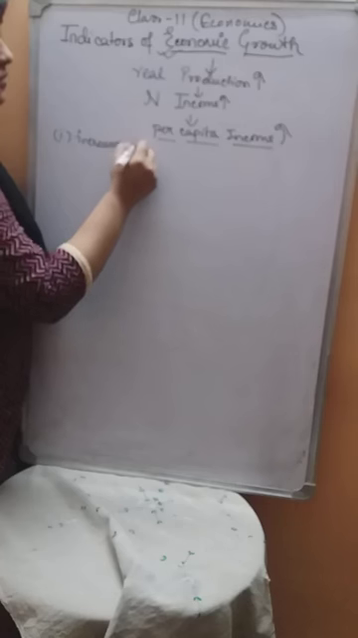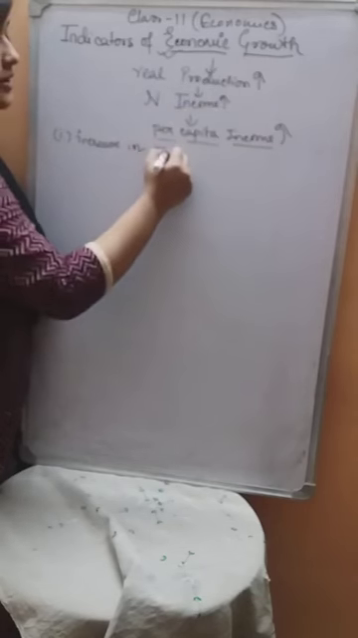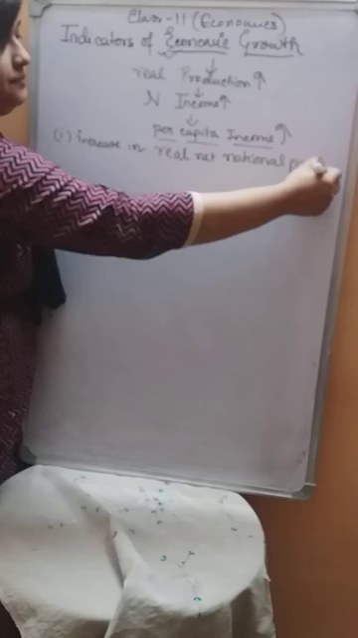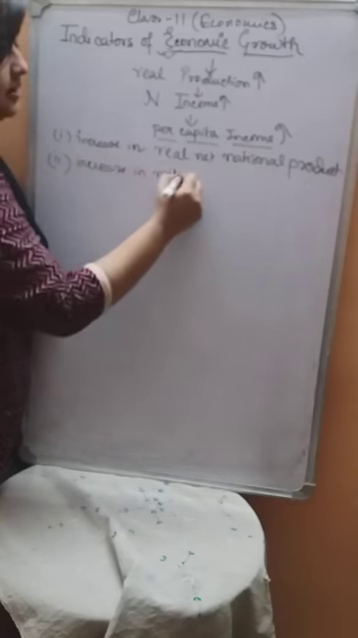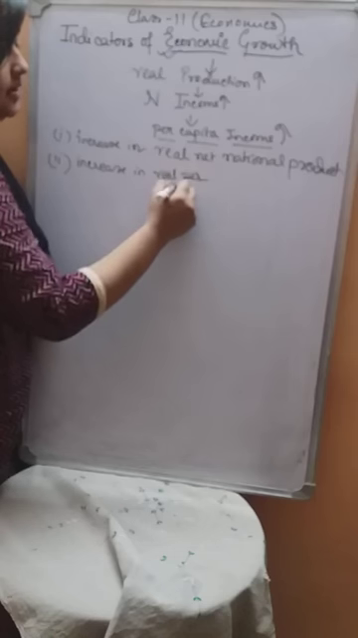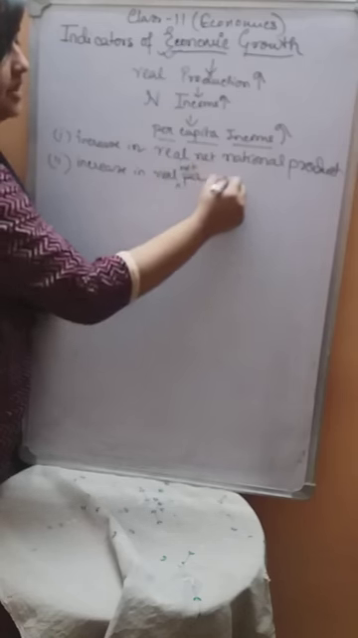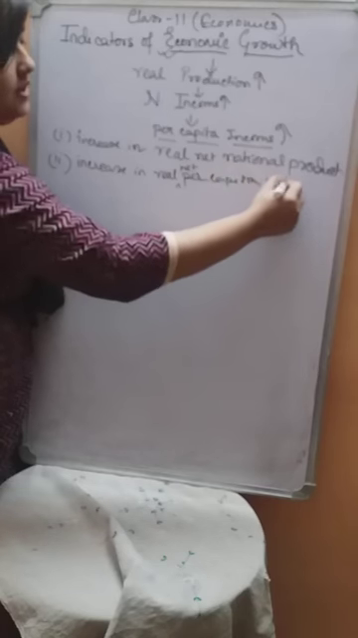So what are the indicators of economic growth? Number one, increase in national product. We write it like this: real net national product. Number two, increase in real net per capita production. Now what do you mean by this?